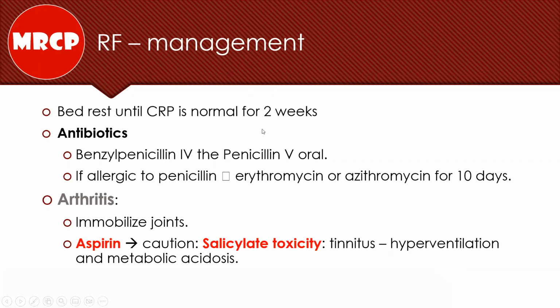In some examination question banks, you will find a question about this duration. It's essential to know that there is bed rest until CRP is normal, usually for up to 2 weeks. Then we come to the antibiotic therapy. We can use benzyl penicillin IV, then penicillin V oral. If the patient is allergic to penicillin, erythromycin or azithromycin is given for 10 days. These are the basic antibiotics given for a patient with rheumatic fever.